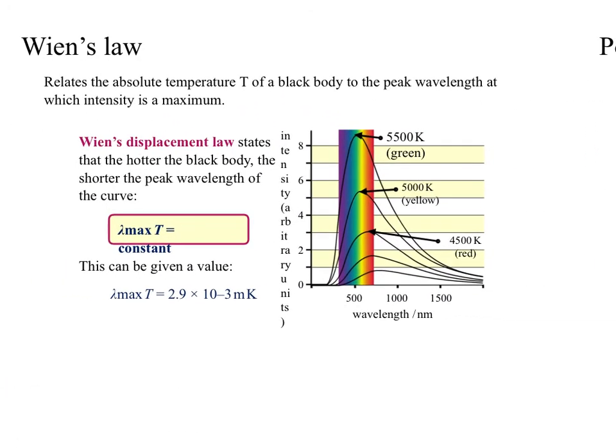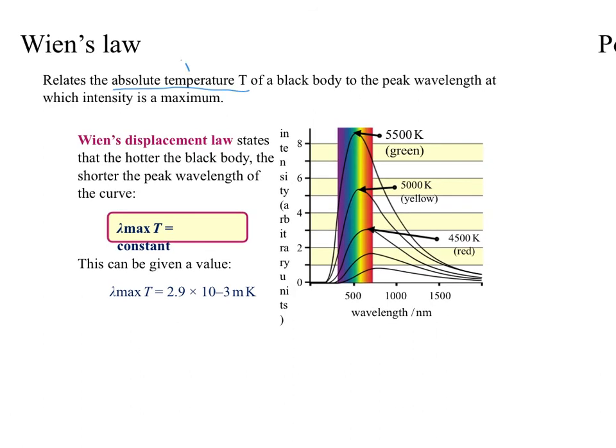Okay, so Wien's law. Wien's law is quite simple. It relates the absolute temperature, T, so the temperature in Kelvin, of a black body to the peak wavelength, the wavelength at which the intensity is maximum. You see the same graph here with the intensity versus the wavelength at different temperatures. You can see that as the temperature increases, the peak wavelength of the specific temperature shifts to a lower value.